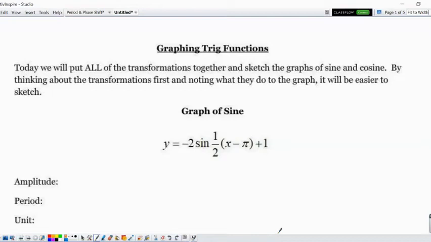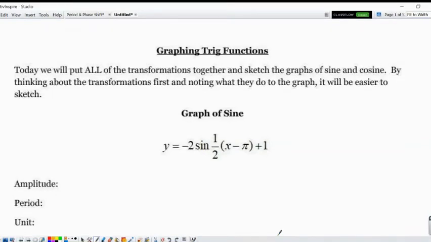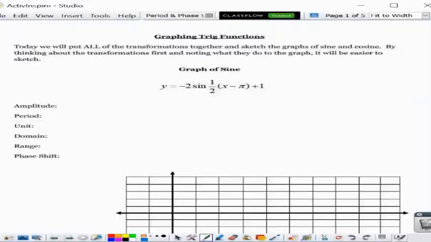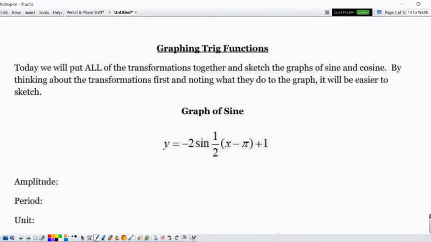Right, today's lesson is going to be putting all of our transformations together to graph sine and cosine functions with all of our possible changes. So we'll start with this graph of sine, and we've got an a value, a b value, a c value, and a d value. So all of our transformations there, and we've got a negative in front.